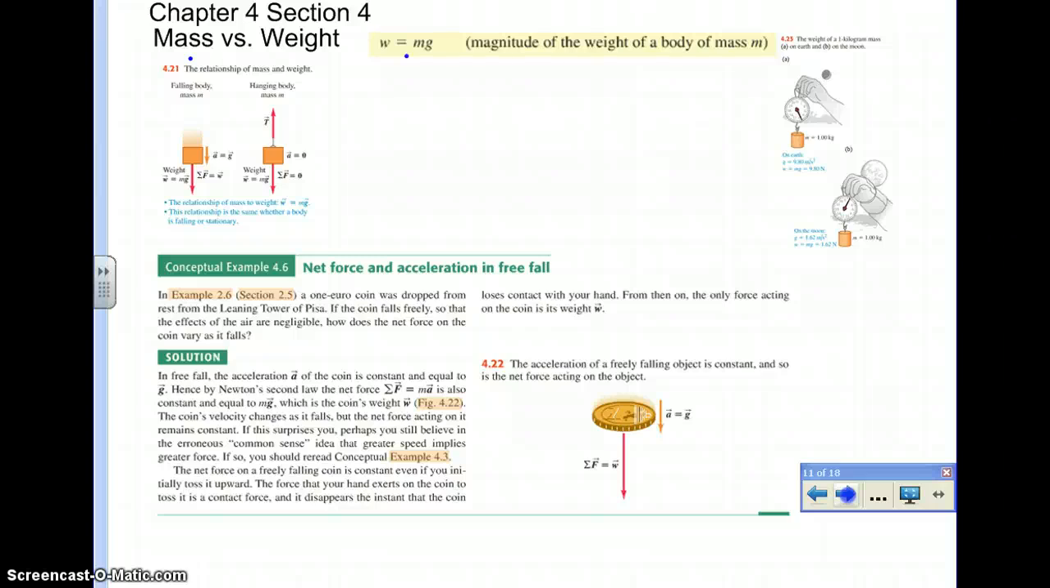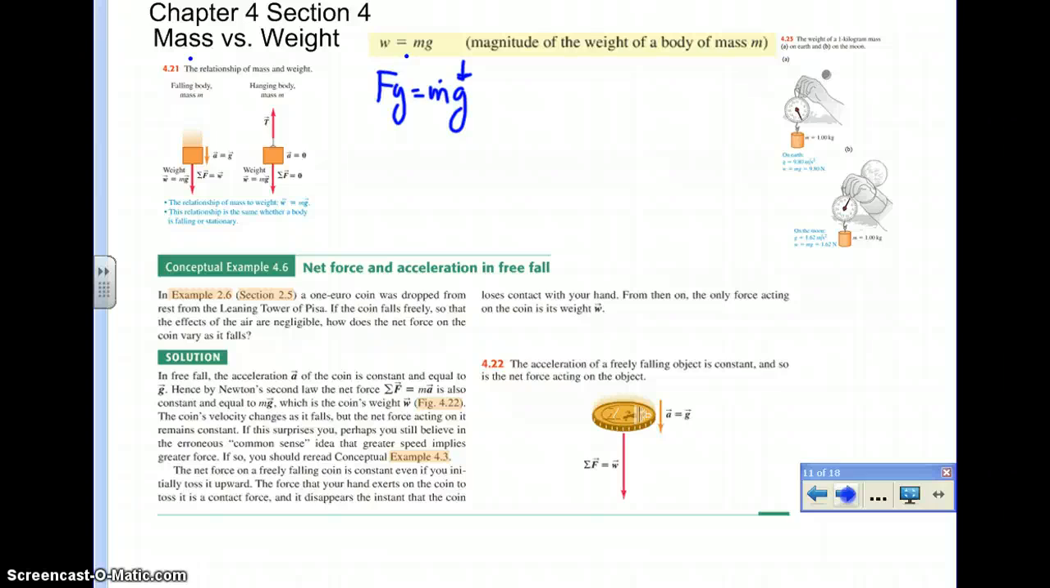However, your weight is a force. Your weight is the force of gravity. It's the effect of the acceleration of gravity on your mass. So it will always be dependent on where you are. If you are near the sea level, it's going to be about 9.81 meters per second squared. If you're moving up away from the center of the Earth, it's going to be less.